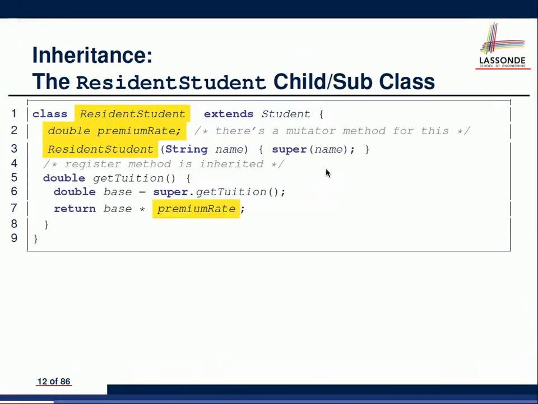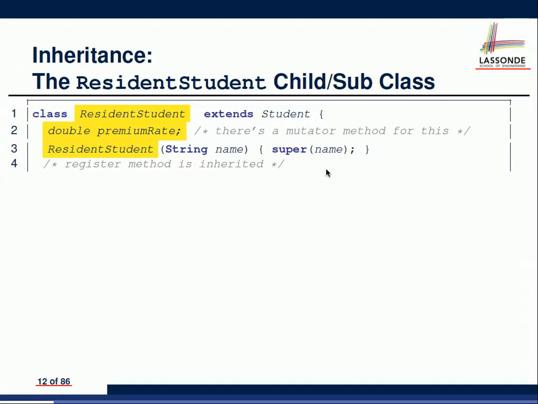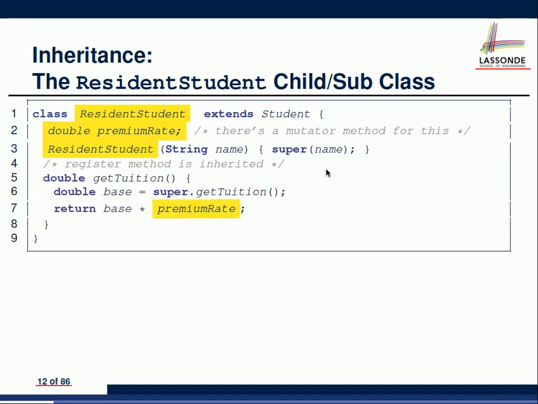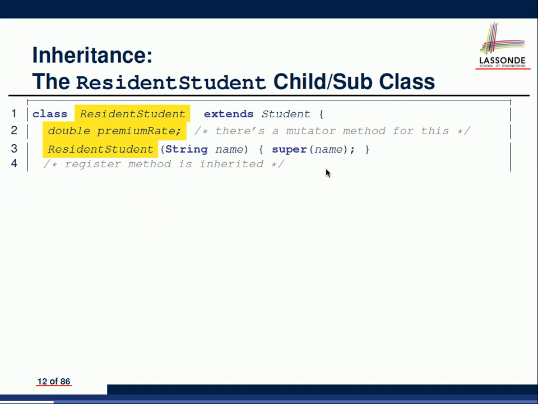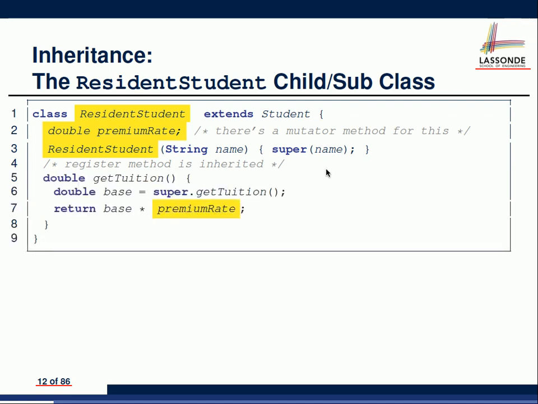Let's go on. Now, notice that we did not declare register here. Did you notice that? That's the whole code. That's getTuition. So that means we can completely forget about declaring register again, so that we avoid duplication. The register will just be inherited verbatim in this class. And now let's look at one more method, getTuition.